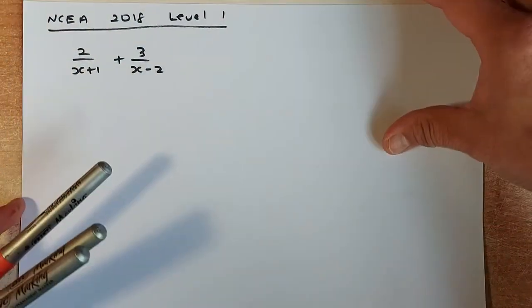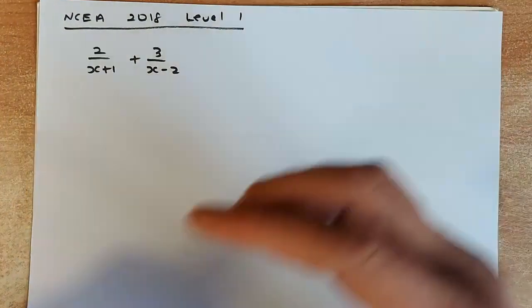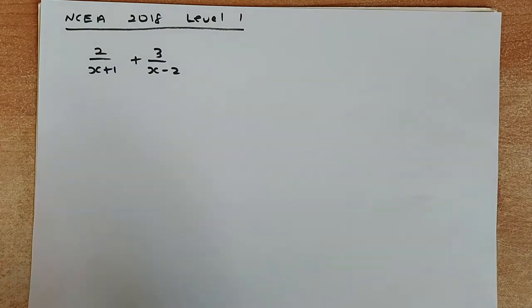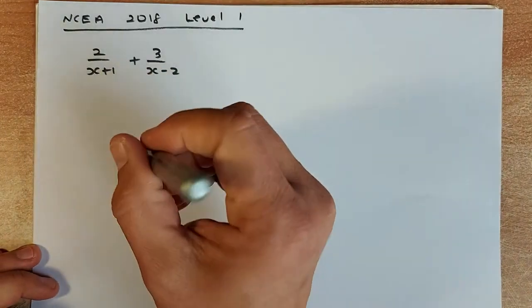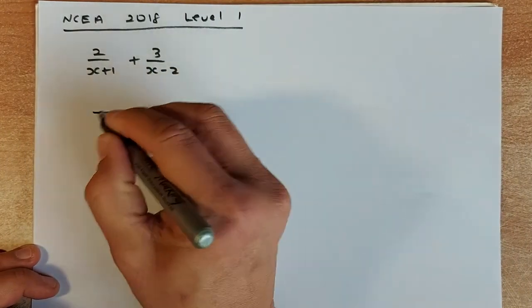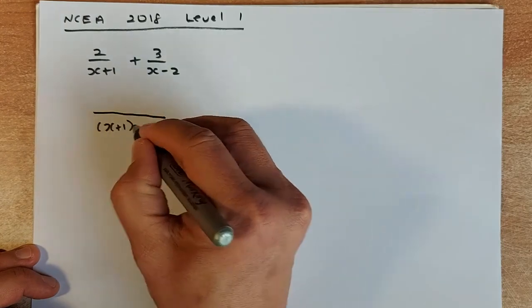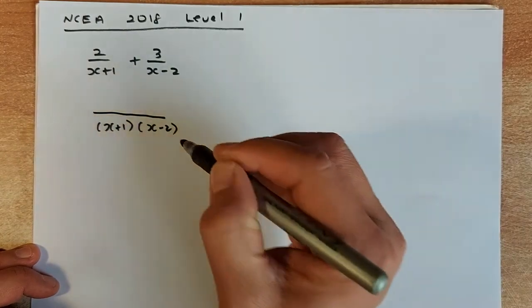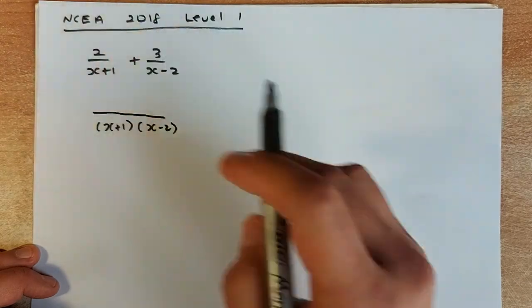The next example is a lot harder. This is found in the 2018 NCA. Okay, so what we're going to do, the common denominator is going to be these two numbers here. So the denominator is going to be x plus 1, x minus 2, because these two numbers can divide by both of them.